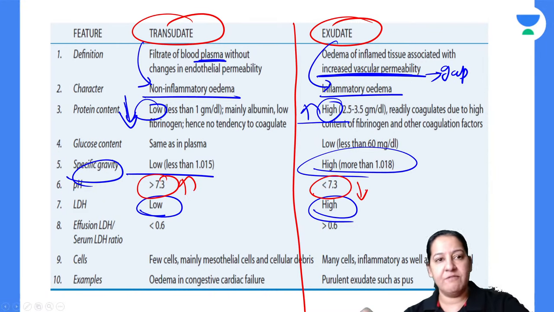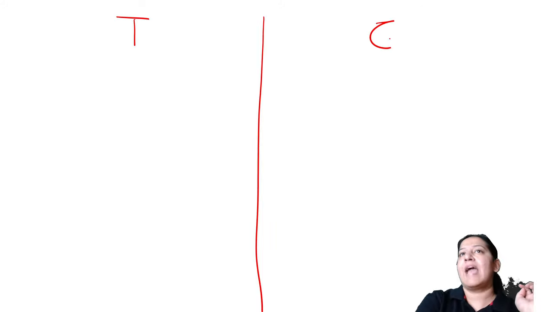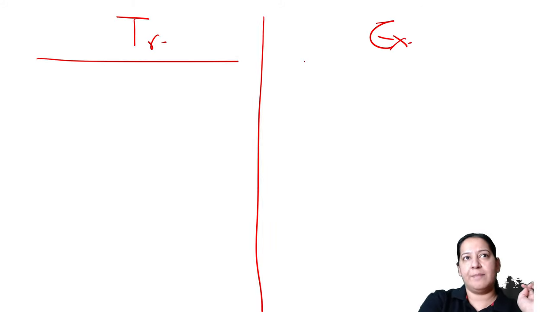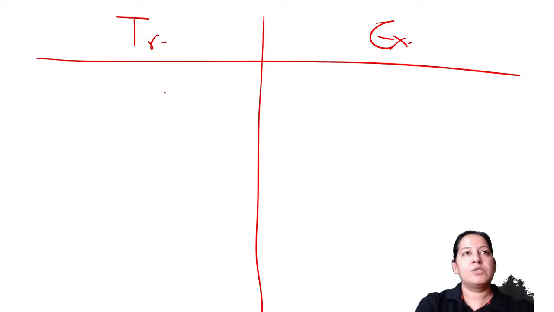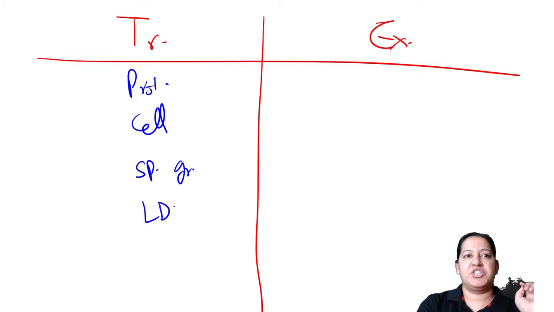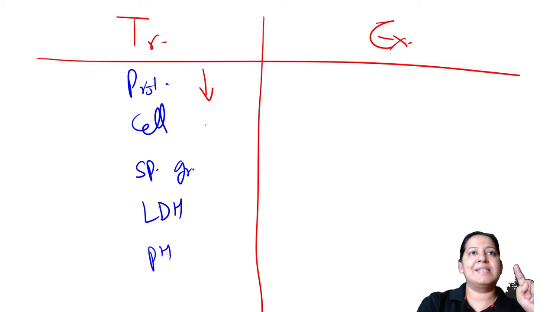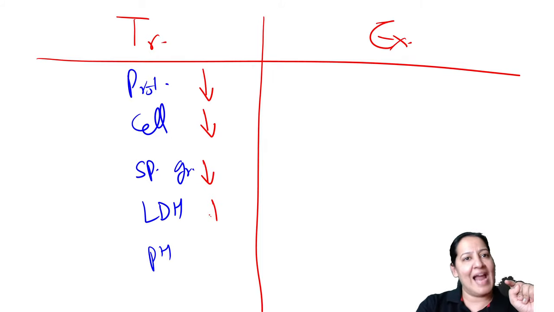So let me summarize, and one more point about the glucose I'm explaining to you. Listen. Okay, so this is transudate, this is exudate. Transudate and exudate, the two types of edema. You tell me, what is the difference? Protein, cell, specific gravity and LDH. What are these four points and what about pH? Who will tell me the values? Please fill it. So in transudate, protein is less, cell is less, specific gravity is less, LDH is less.